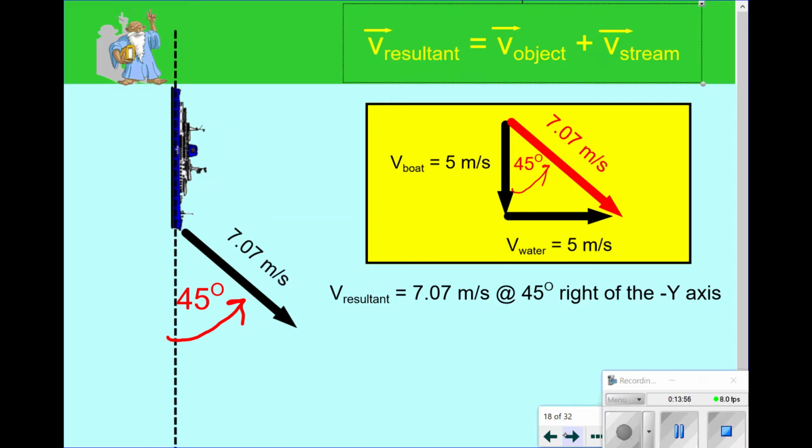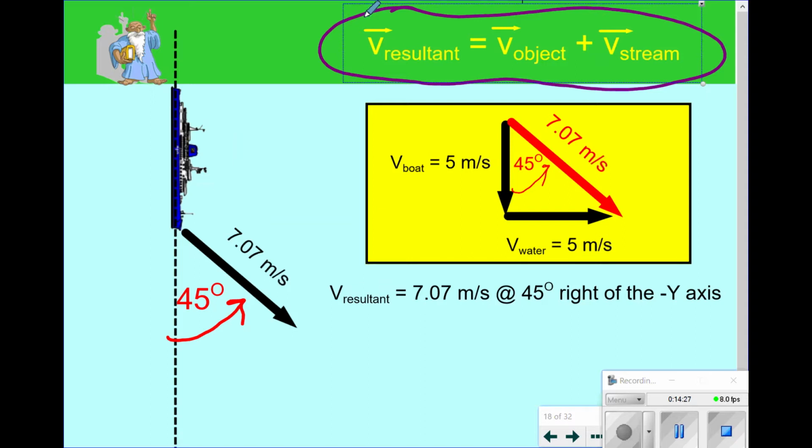And that's because my resultant velocity is just the sum of my object velocity plus my stream velocities. But they are vectors, so I add them up vectorially. I'm just not adding numbers up. I have to do them tip to tail. This is kind of misleading when we have the boats that are in water that go in the same direction, because that looks like I'm just adding up my numbers, but I'm not. I'm adding them up tip to tail.